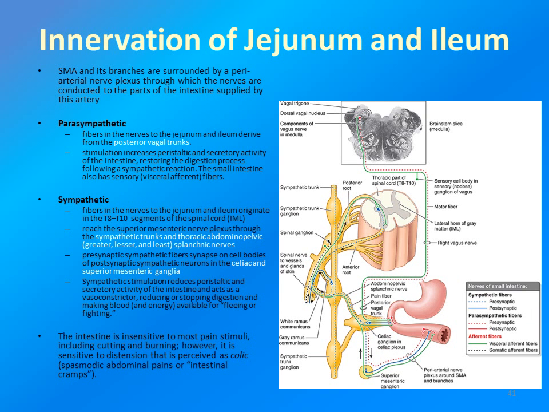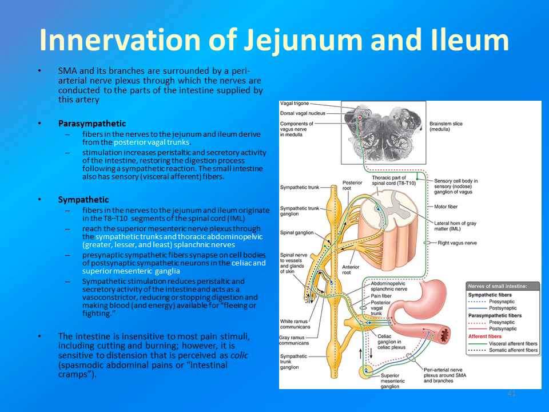The jejunum and ileum, like the duodenum, receive both parasympathetic and sympathetic nerve supply. And as usual, fibers course along the arterial pathways. The parasympathetic fibers are from the posterior vagal trunks. Stimulation increases peristaltic activity and secretory activity of the intestine, restoring the digestive processes following a sympathetic reaction.